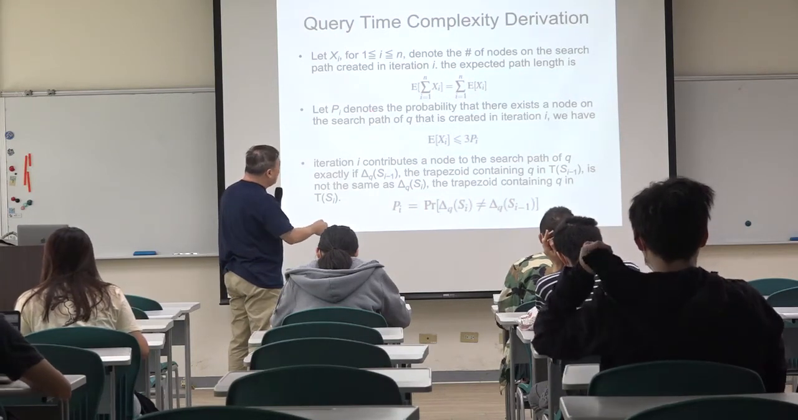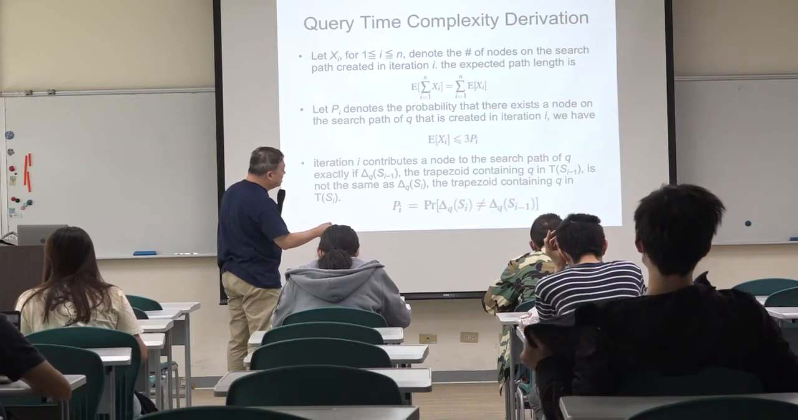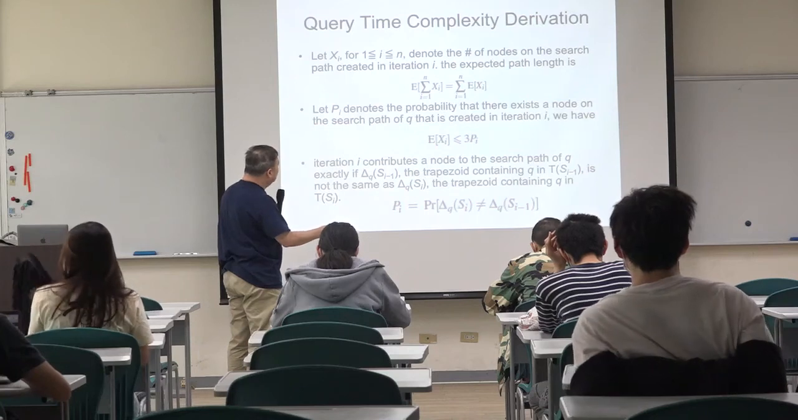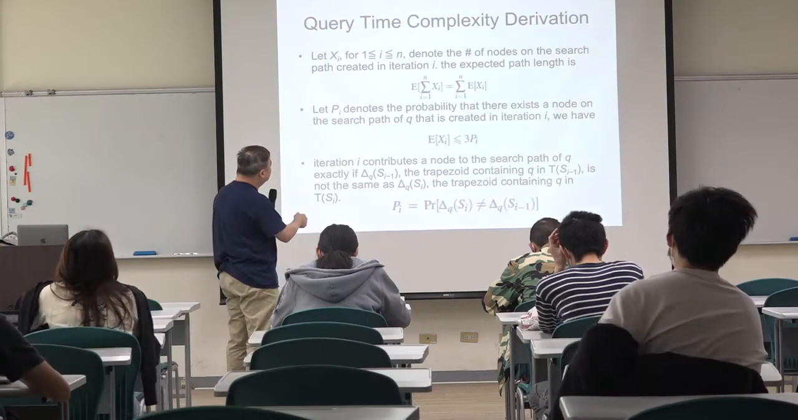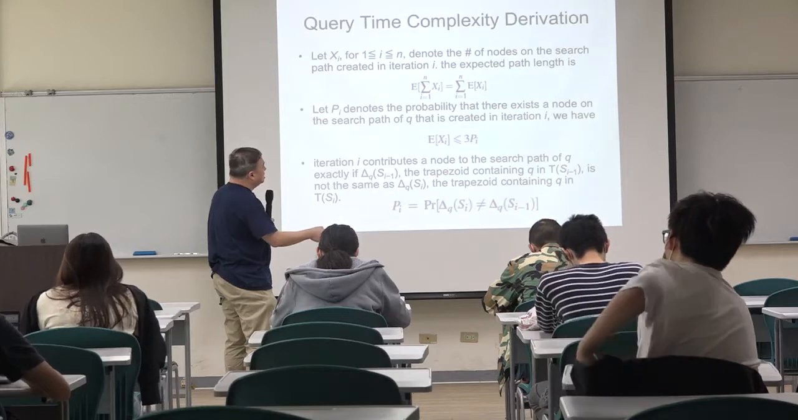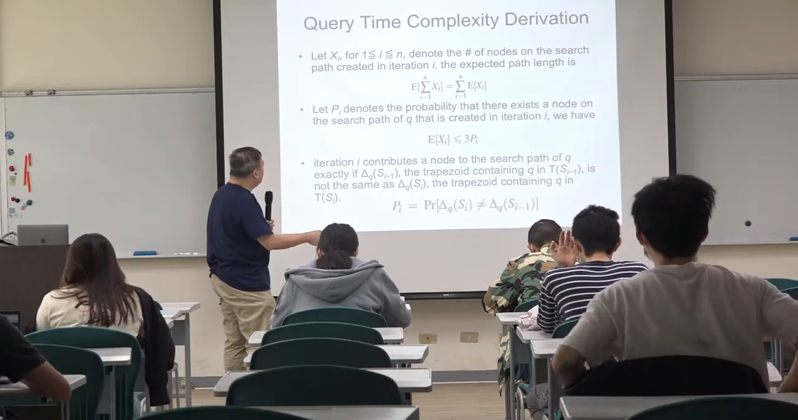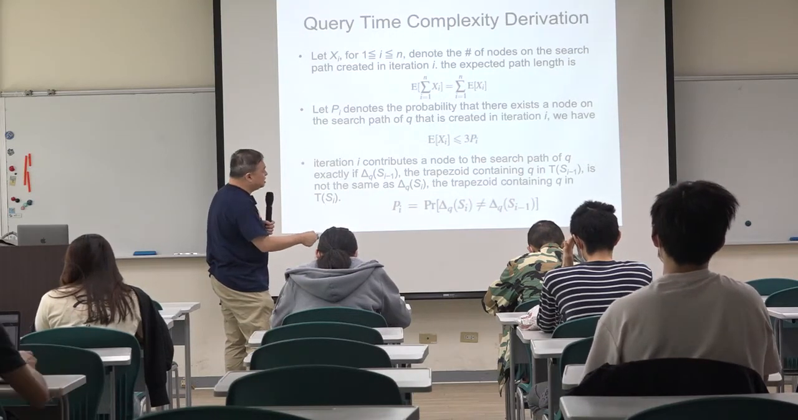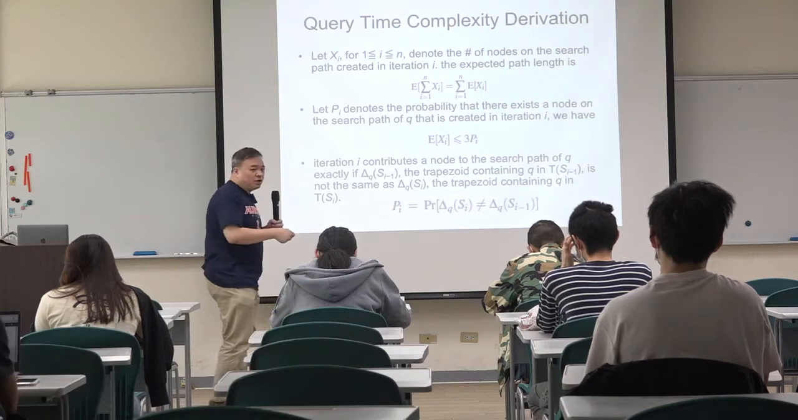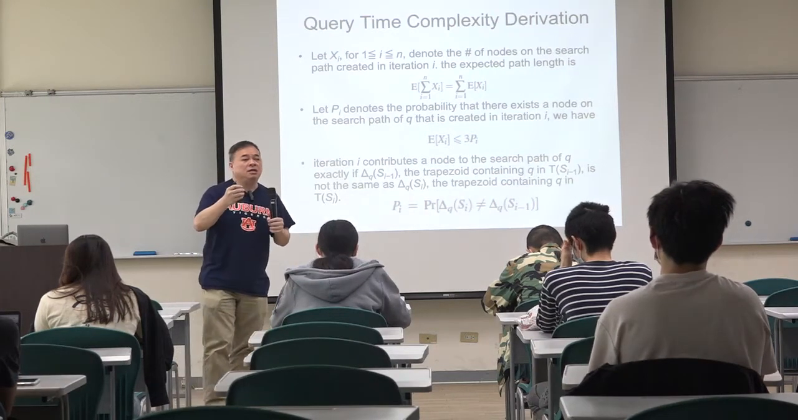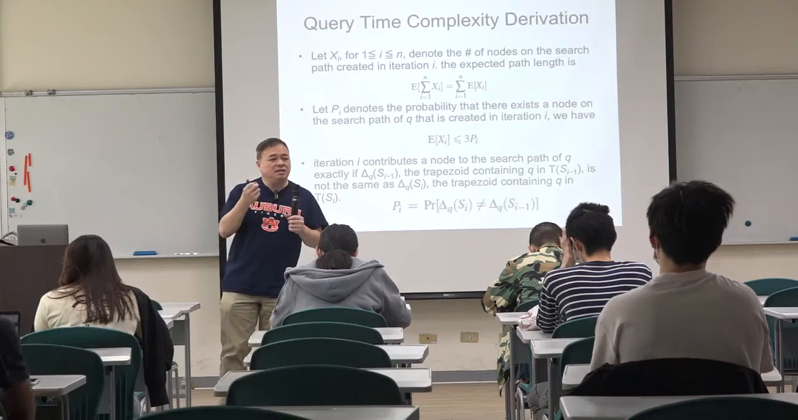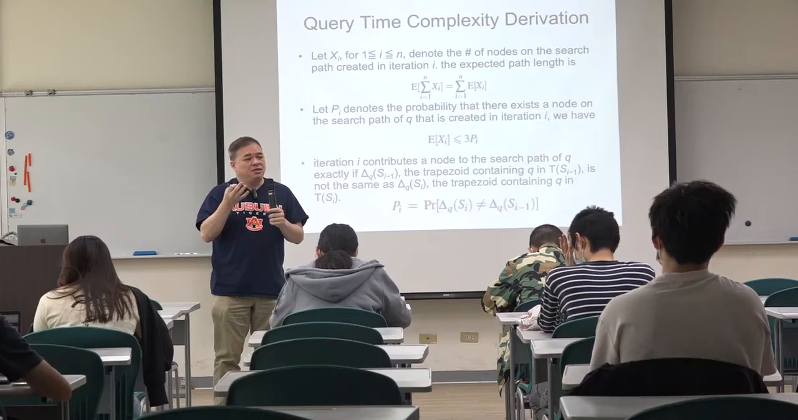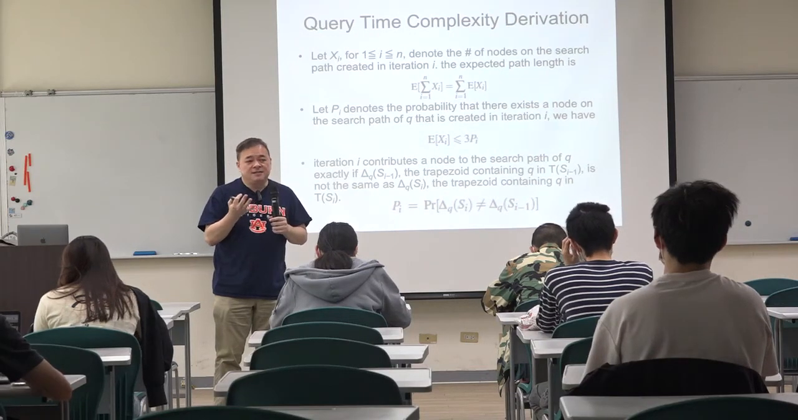denote the probability that there exists a node on the search path of Q that is created in iteration i as Pi. This is the probability that a node exists on the search path of Q that is created in iteration i. Because we know, from our previous discussion, each time you insert a node, the depth will be increased by at most 3, right?